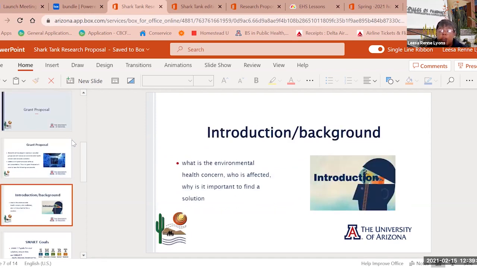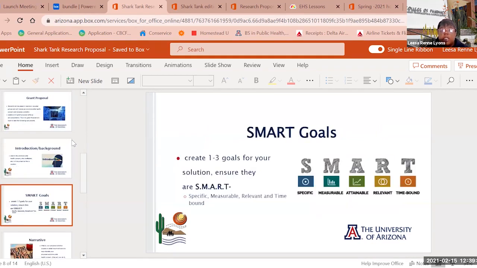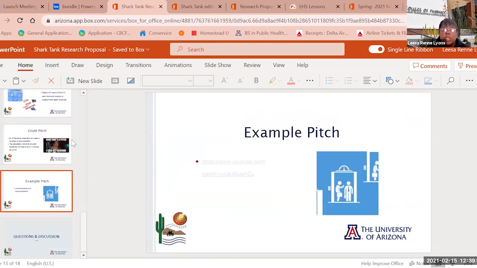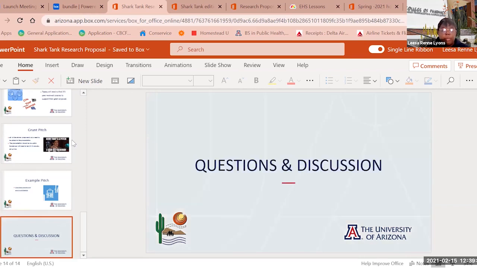So we go through each of the components and give a little synopsis of it: introduction, the SMART goals, narrative, evaluation, sources, grant pitch. This is an example of an elevator pitch, which is a little bit shorter than what we would expect of the students, but this got them thinking about speaking publicly and how to create this pitch, because we did give it virtually. And then, of course, we ended with any questions that students may have.